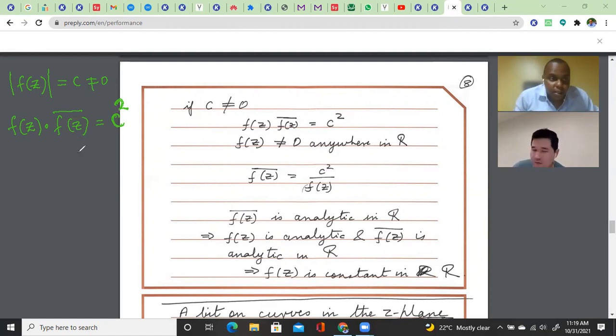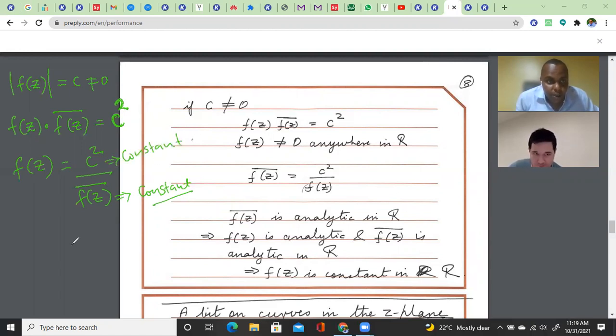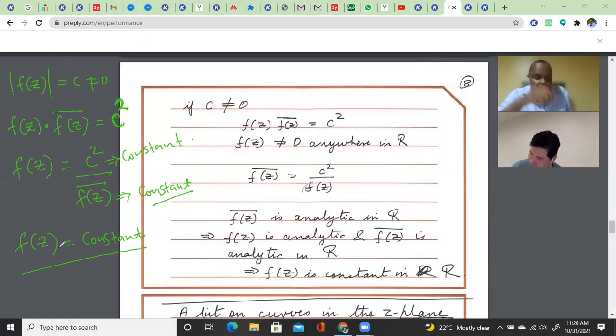Yes, I agree. So this function f of z is going to be equal to c squared divided by f of z bar. But this is a length, it's a constant, right? Yes. And c squared is also just a constant. So do you see why we are saying that that function is also going to be a constant, which will actually be c itself? So if the modulus of the function f of z is a constant, then the function will also be a constant.